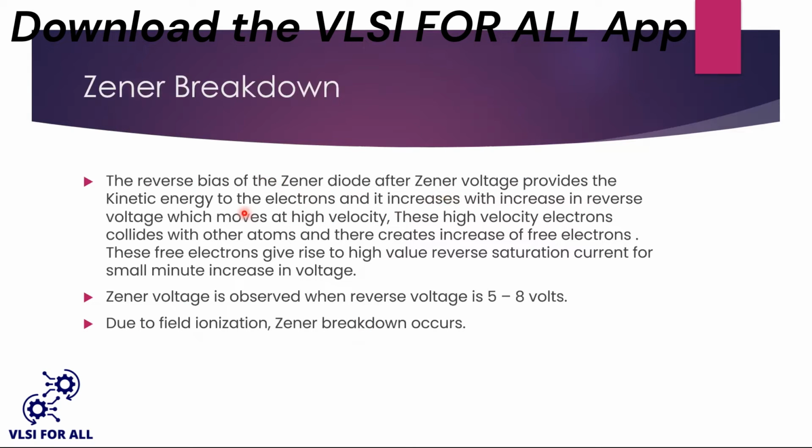The reverse bias of the Zener diode will provide kinetic energy to those electrons, which are moving with a speed that increases with the increase in reverse voltage, so they move at high velocity. As I said earlier, due to the tunneling, they will be moving at high velocity. These high velocity electrons will collide with the other atoms available there. These in turn will multiply and create more free electrons. As I said earlier, 5 to 8 volts is the Zener voltage where we expect this.